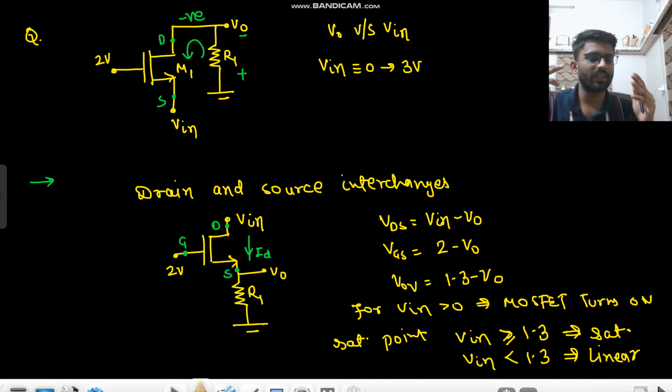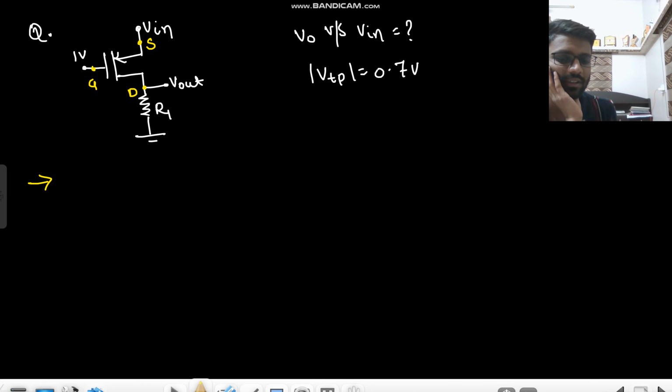Both V in and V out can increase, but V in will increase more and V out will increase less. Okay. Always V out will increase lesser than V in. Okay. So let's start this one. So what is your VSG? What is your VSG? That is V in minus 1 volt.